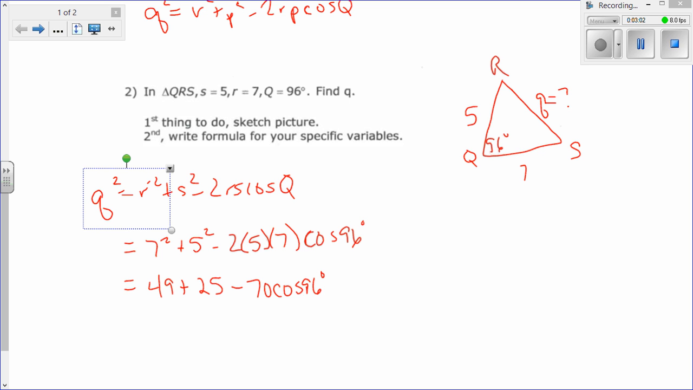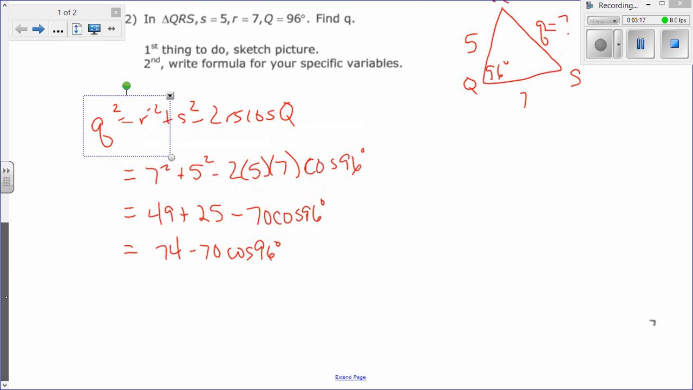The thing that people do wrong is their order of operations here, so we need to be careful. 49 plus 25 is 74 minus 70 cosine 96 degrees. And this is where people make their mistake: they want to do 74 minus 70 and get 4 cosine 96. That doesn't work. You have to multiply 70 times the cosine of 96 before you can actually subtract it from 74.